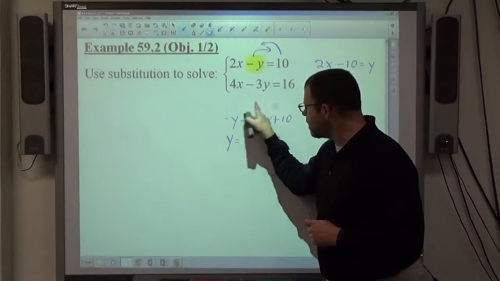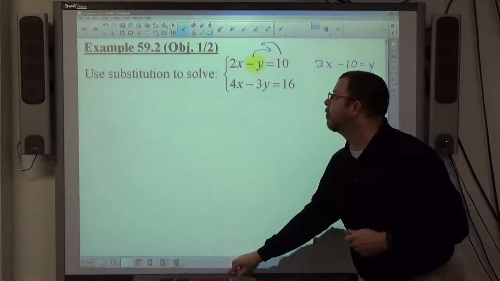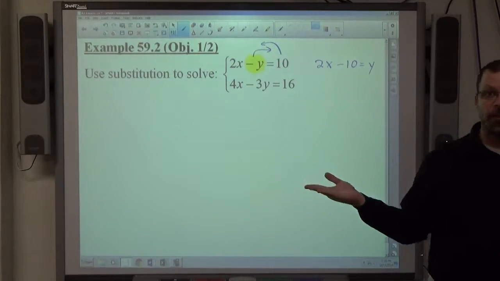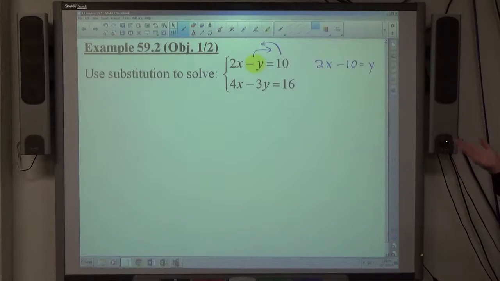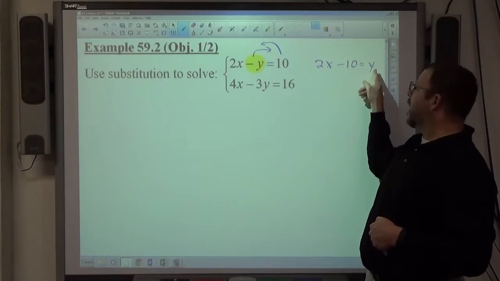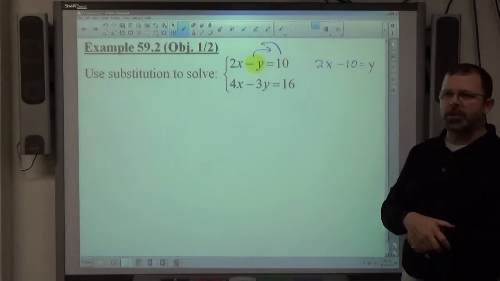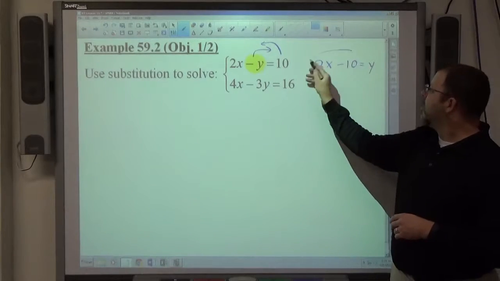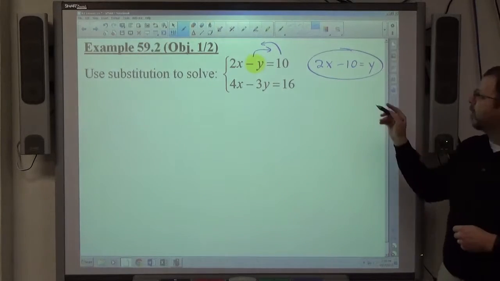So, again, if I have to deal with a negative y, 1y is my best friend. If I had a plus 1y or a plus 1x, I would have gone with that one first. But if I have to use a negative variable, move the negative variable over, making it positive, move everything else to the other side, changing their signs, and you get that solved. So 2x minus 10 equals y is my substituting expression.